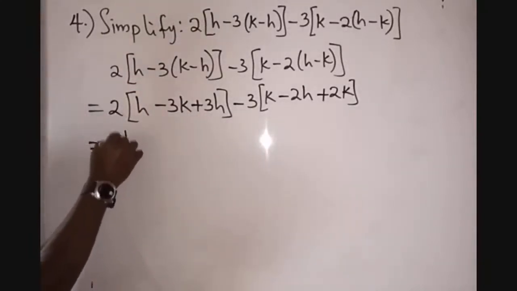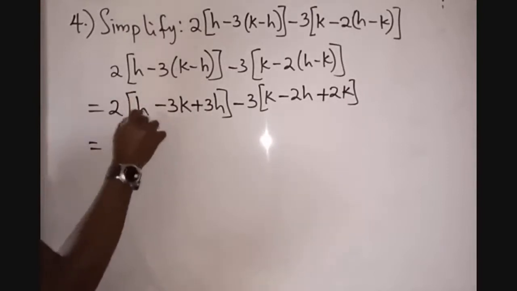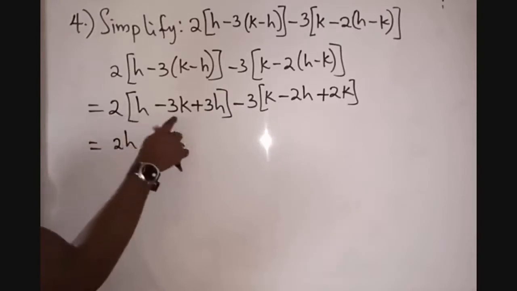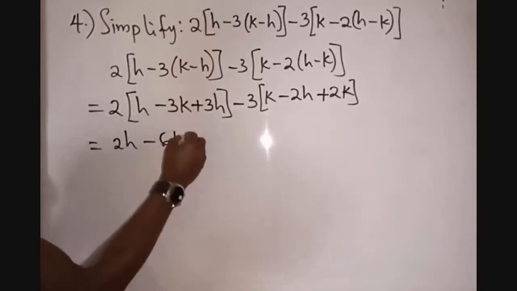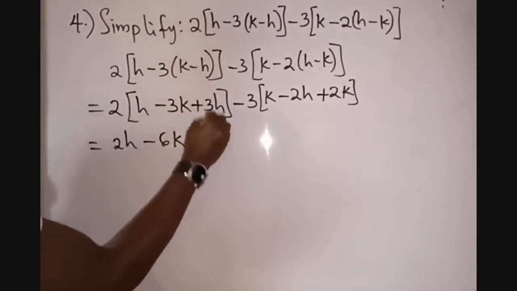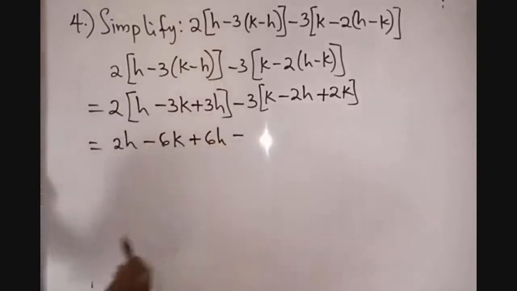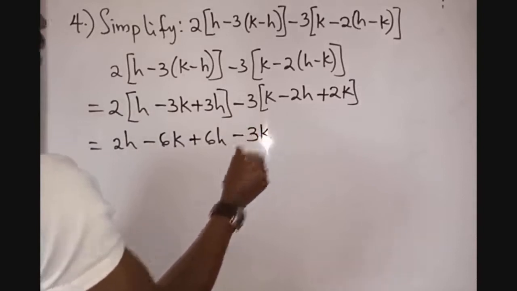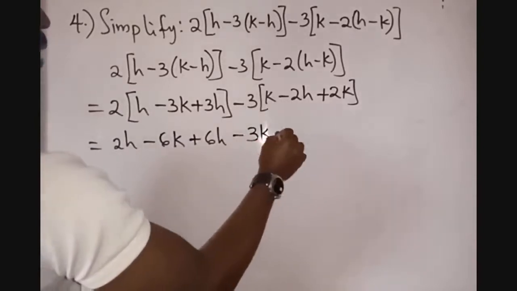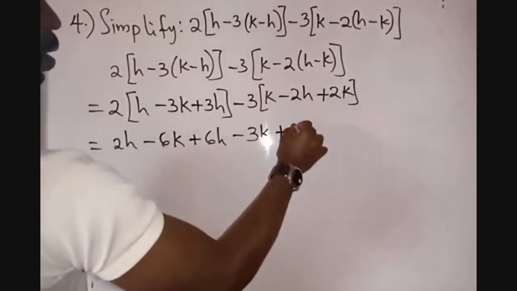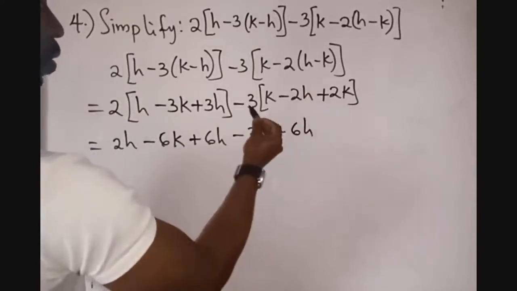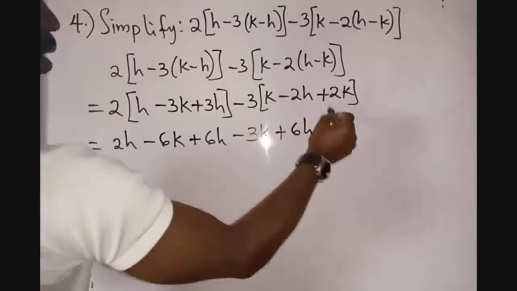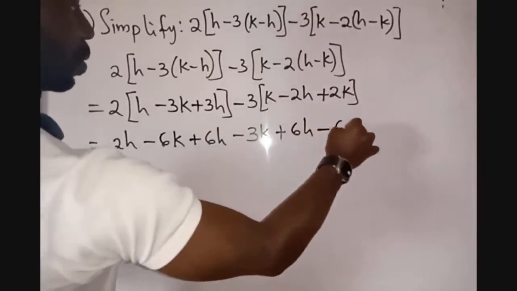So this will give you 2h minus, look at it again, you have 6k. When this multiplies this, you have plus 6h. Minus this multiplying, you have minus 3k, negative multiplying negative, you have plus. So here we have 6h. Just follow what we are doing. Negative multiplying positive, you have minus 3 multiplying 2, you have 6, and that gives you 6k.